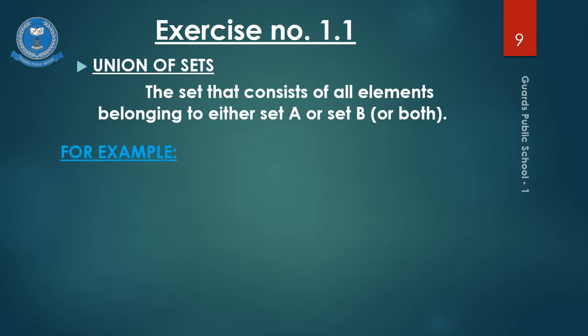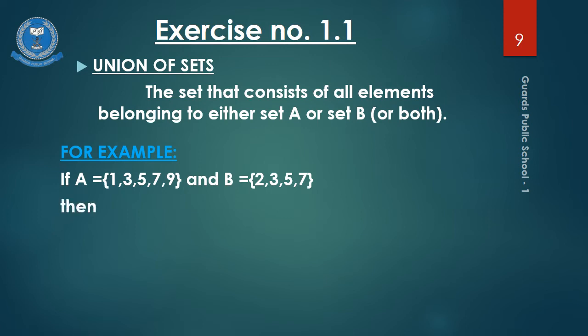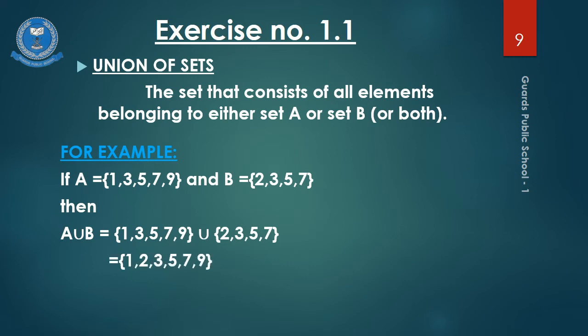For example, if you are given two sets, a set A with elements 1, 3, 5, 7, 9 and a set B with elements 2, 3, 5, 7, the union of both the sets will be 1, 2, 3, 5, 7, 9. This shows that in union we unite all the elements of the given sets and the common elements of the given sets will be written once.